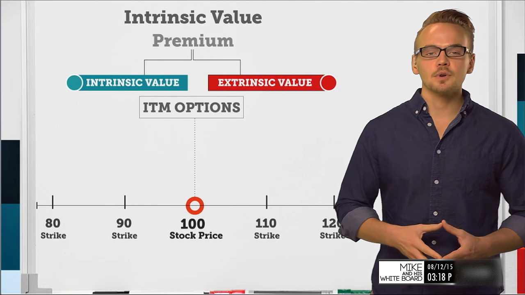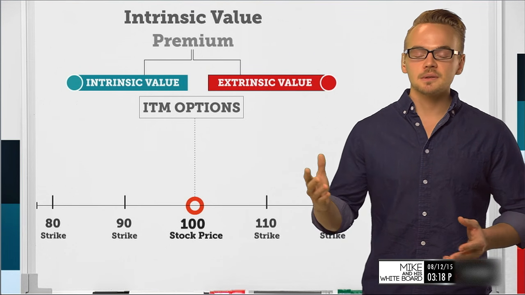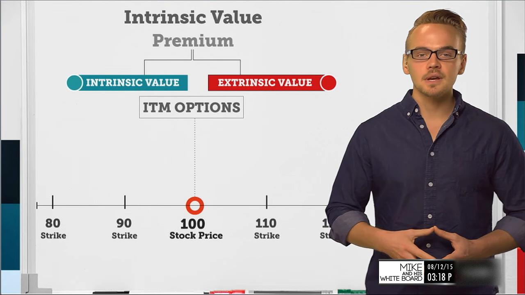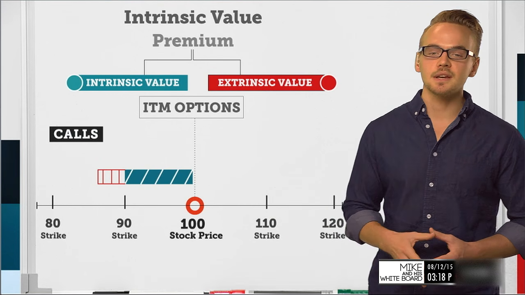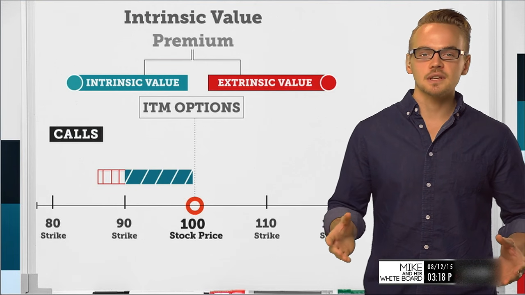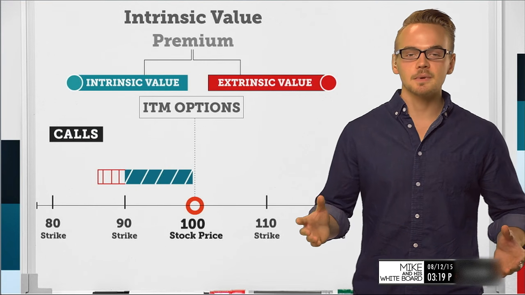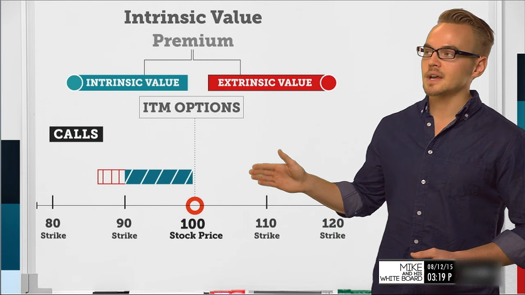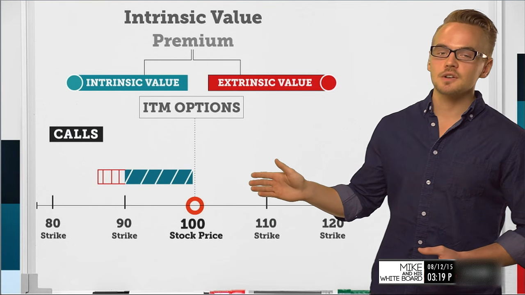For this graph, we're going to look specifically at in the money options. And that's going to mean different things for calls than it means for puts. For calls, in the money would mean the strike price is below the stock price, as you see here. We can quickly discuss why that is. A call option gives you the right to buy 100 shares of stock at a certain level for a certain amount of time. So if I'm looking at a 90 strike call, that gives me the right to buy 100 shares of stock at 90, even if the stock's trading at 100 right now.